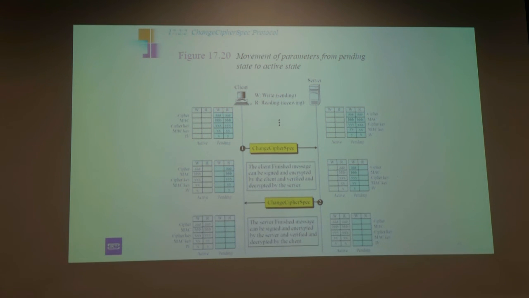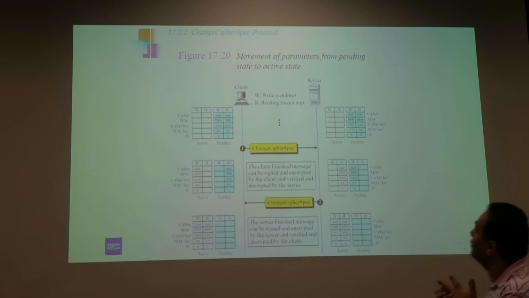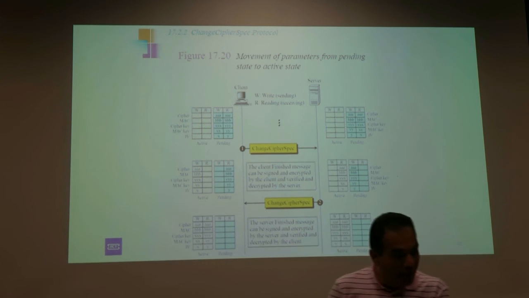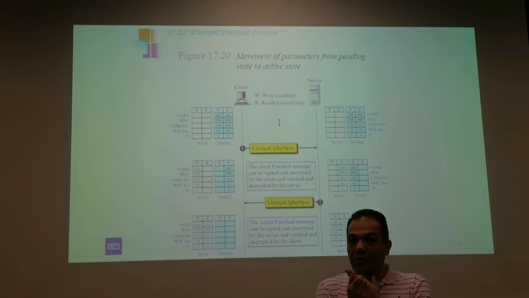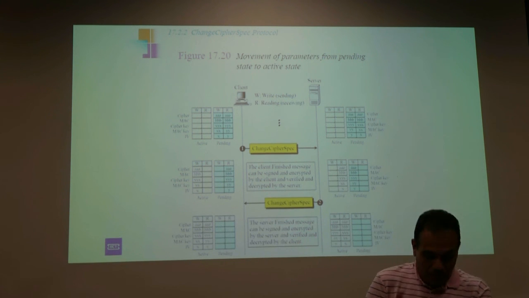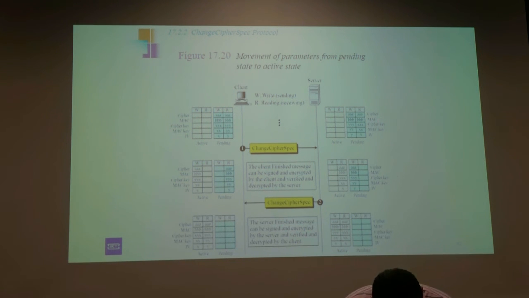I don't know why. That's how it's designed. Okay? So that's the second protocol. How many protocols have we learned? 2. The change cipher spec, whatever. I'm not convinced about this step, but that's fine. Then after that, we'll go to the next protocol.